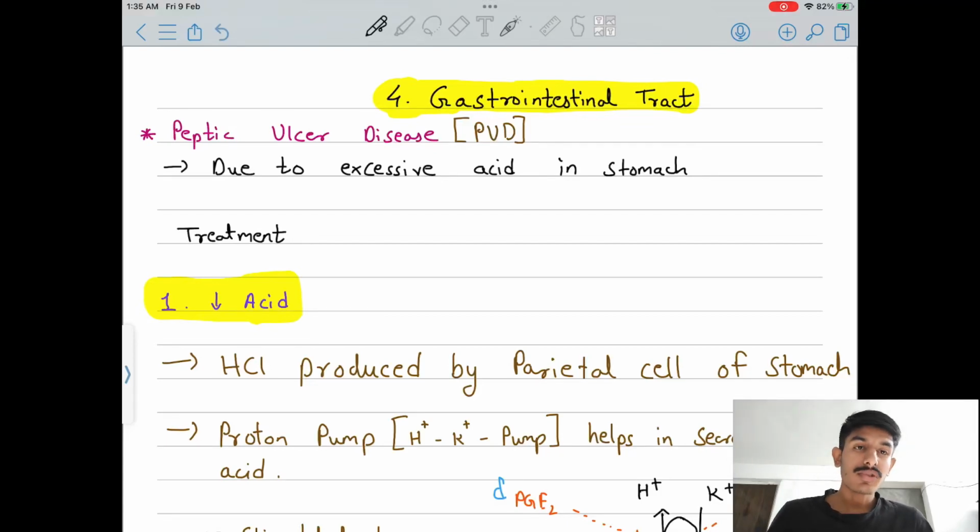So hello everyone, welcome to the new chapter, which is the gastrointestinal tract. In this chapter we are going to study peptic ulcer disease and the drugs which are used in day-to-day life.